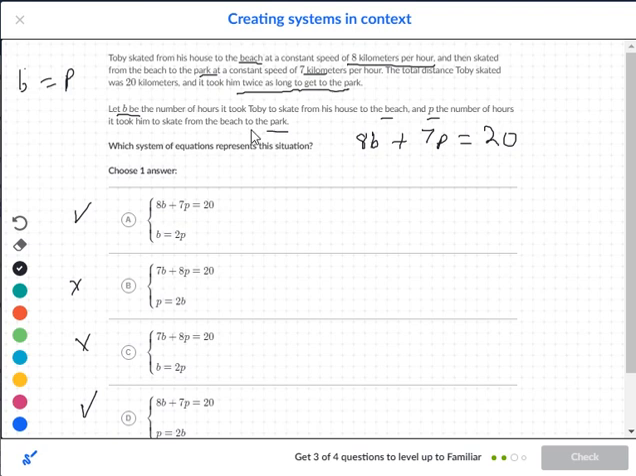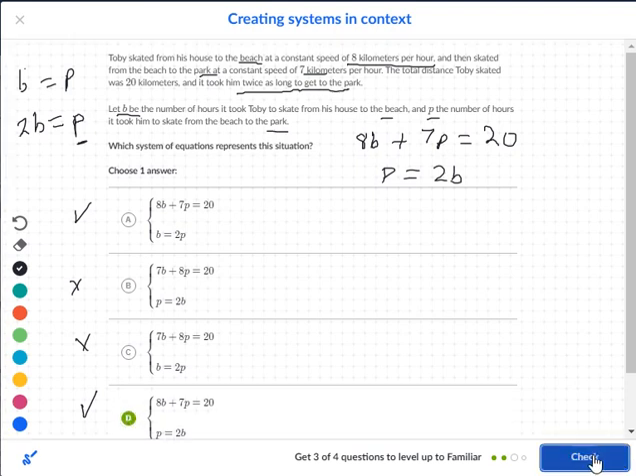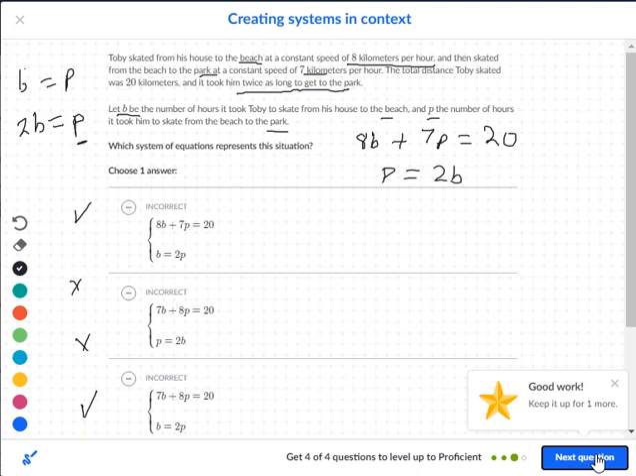So we're going to take the beach and the park, and we're going to multiply the beach by 2 because the park is farther. Because it took him twice as long to get to the park, so the park is the long part and the beach is the short part. So we always have to go with a smaller number. That's the number that you multiply. So we're going to say P is equal to 2B. So letter P is equal to 2B, so let's go with D. Okay, let's go to the next one.